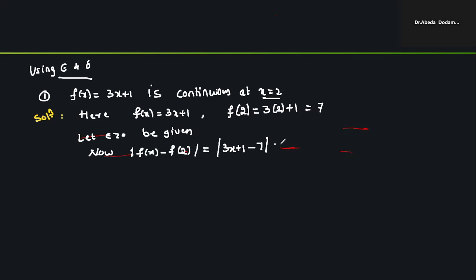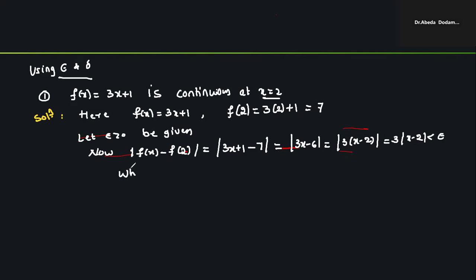So this is equal to 3x minus 6. So simply I can write 3 outside, and this will be x minus 2. Since 3 is a positive number, I'll just take it out here. So it is 3 into modulus of x minus 2. So this is less than epsilon as per the definition, right?